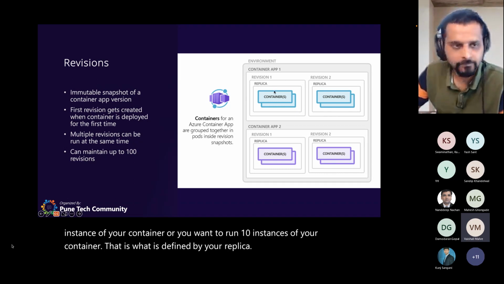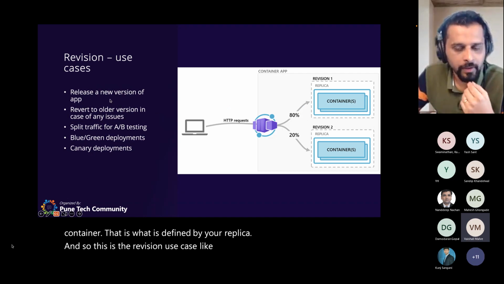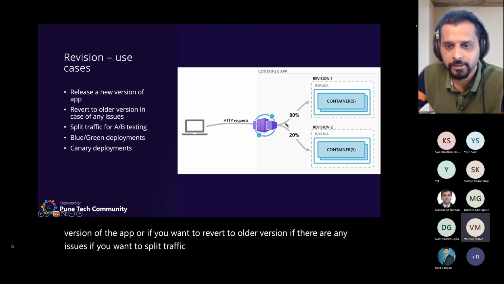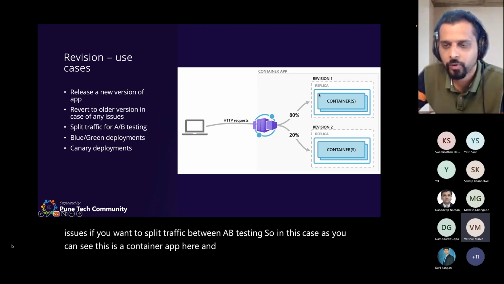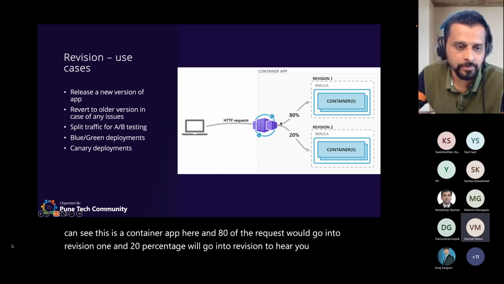And yeah, so this is the revision use case. Like I said, if you want to release a new version of the app, or if you want to revert to an older version if there are any issues, or if you want to split traffic for A/B testing. In this case, as you can see, this is a container app here, and 80% of the requests would go into revision 1, and 20% will go into revision 2 here. You can do this with the revisions concept.